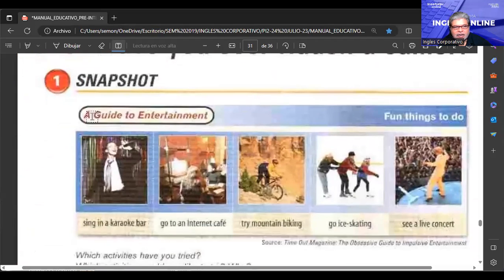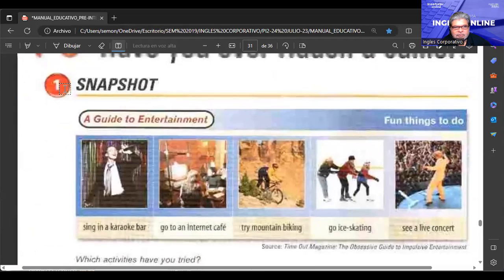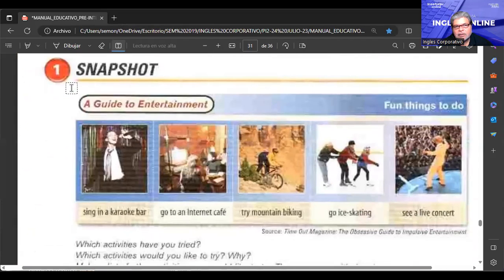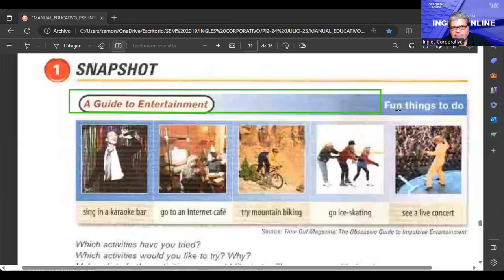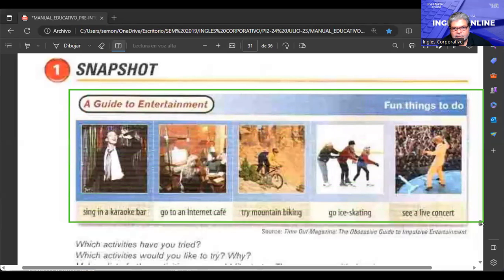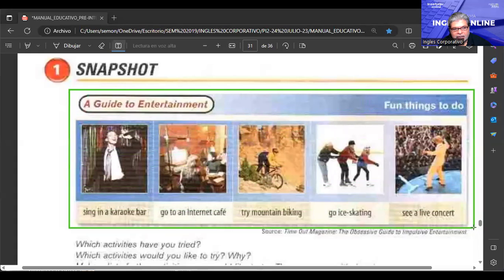Now let's take a look to start with the next final unit. So this vocabulary about fun things to do. A guide to entertainment. Fun things to do. Some examples. Sing in a karaoke bar. Have you ever done that? Have you ever sung in a karaoke bar?